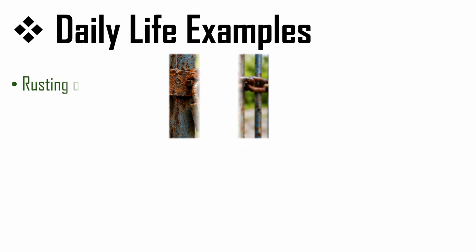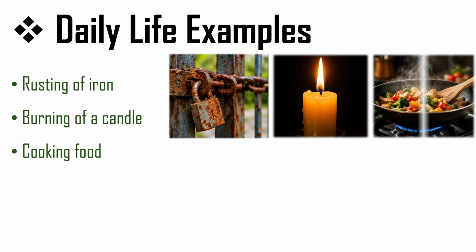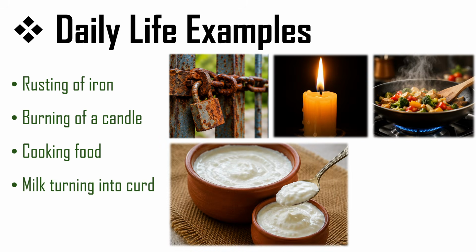Now, let's begin with a simple question. Look carefully at these pictures. Can you identify what is happening in each of them? Take 5 seconds and think about it. These pictures show rusting of iron, burning of a candle, milk turning into curd, cooking of food. Although these events look different, they all have one thing in common. Can you guess what it is? Yes, all of these involve chemical reactions. Today, we will understand why scientists classify these changes as chemical reactions.